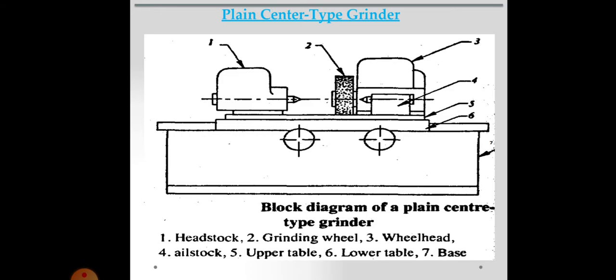This simple picture indicates a plain center type grinder. In this picture, we fix the workpiece in the head, and a grinding wheel is attached at the other position, number 2. We have the wheel head, tailstock, upper table, lower table, and base. After fixing the workpiece, we move the grinding wheel, and the surface of the material is removed and polished.